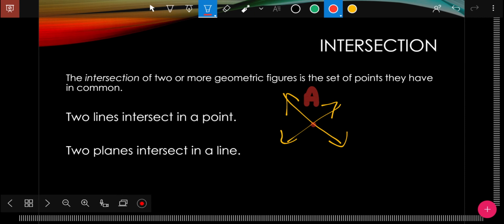The harder one for me to draw is two planes intersecting. Think of a wall. The wall comes down, hits the floor. When the wall hits the floor, if I was to take a marker and draw the whole intersection where the wall hits the floor, I would be drawing a line. So when two planes intersect, the intersection is a line.